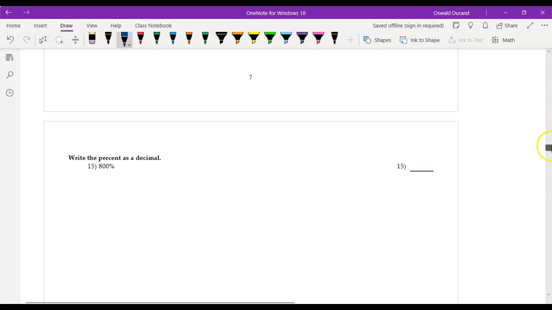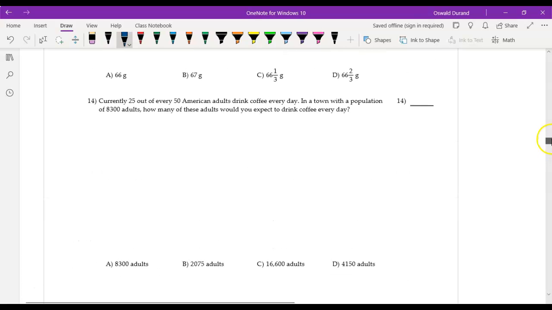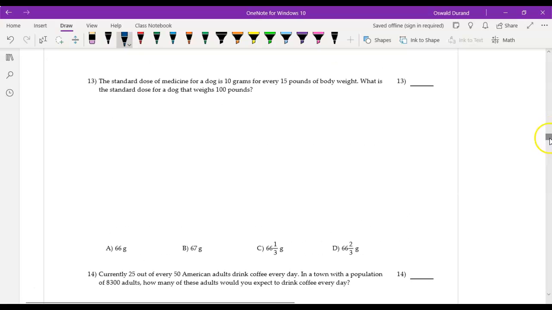All right. So I'm not going to do a lot, let's do one word problem. It doesn't matter which one. Let's do one where maybe the answer is going to be in fractional form. I'm not quite sure. But anyway, the standard dose of medicine for a dog is 10 grams for every 15 pounds of body weight. Okay, so what is the standard dose for a dog that weighs 100 pounds?